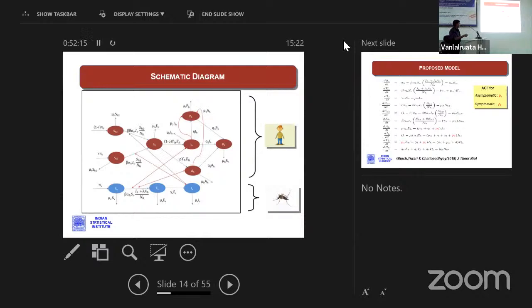And there will be recovery. Some people in hospital will be recovered at a rate T1 and join your recovery class. Similarly, the asymptomatic people either go to the hospital or, after some time, they will be recovered and join this one.